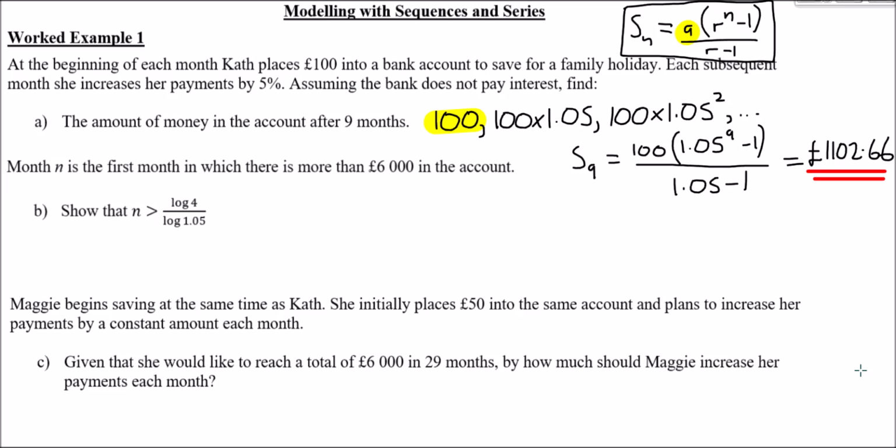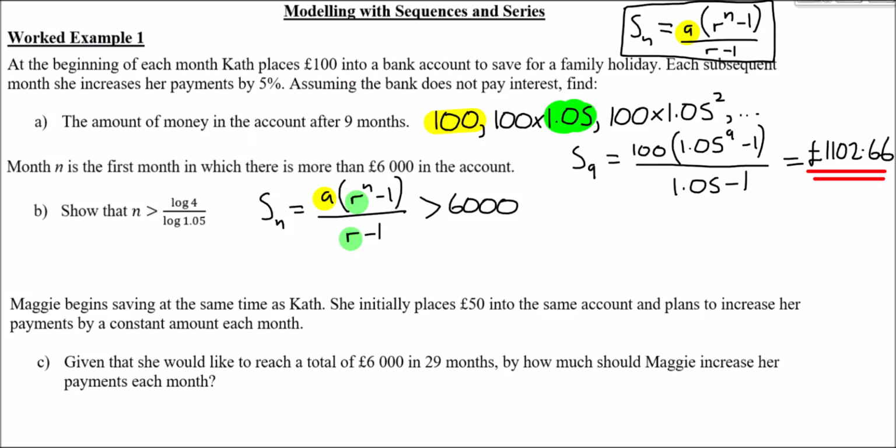Part B, we're told month N is the first month in which there is more than £6,000 in the account. We have to show that N is greater than log 4 divided by log 1.05. So what we need to do is find the sum of the first n months, using this formula here, because Sn is A(R^n minus 1) over R minus 1, and that has to be greater than 6,000. If we just plug in the numbers, the first term is A, the common ratio is 1.05, and our job is to find what n is.